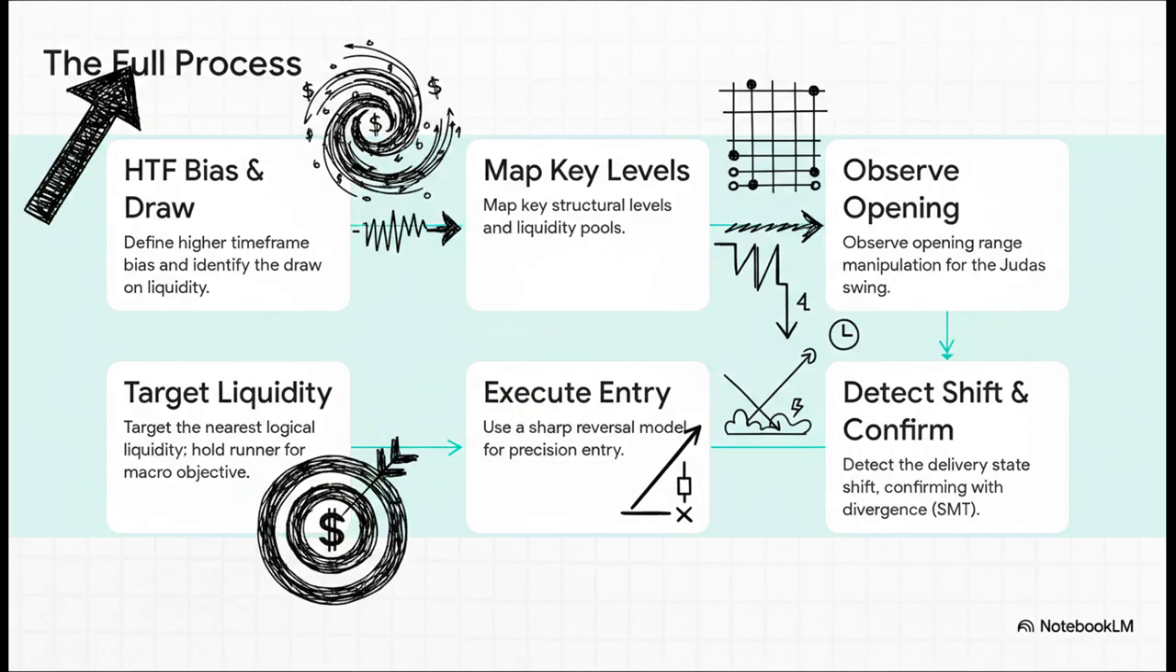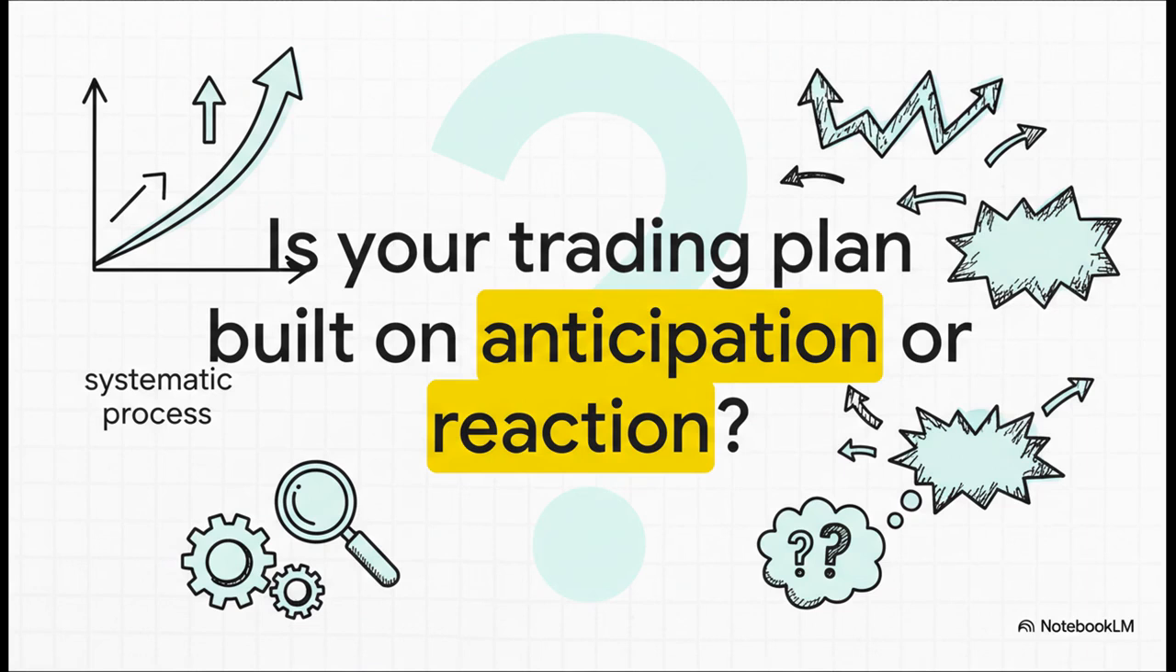Okay, let's put it all together in one final checklist. This is the entire institutional model, from A to Z. 1. Define your high time frame bias and draw on liquidity. 2. Map your key levels. 3. Watch for that opening manipulation, the Judas swing. 4. Spot the shift in delivery after a liquidity run. 5. Confirm with SMT. 6. Execute your entry. And 7. Target that nearest pool of liquidity. That's the whole process.